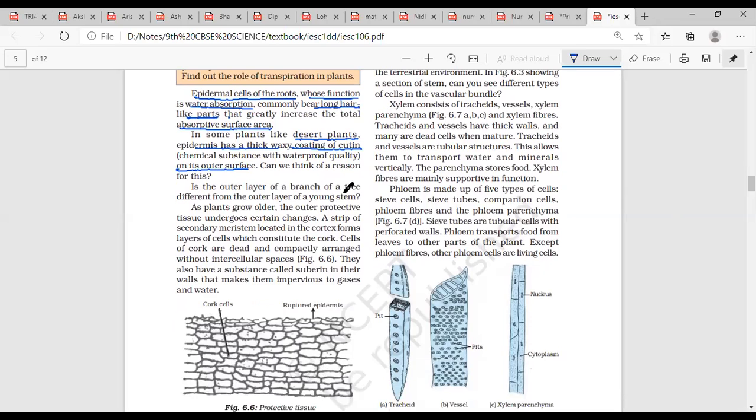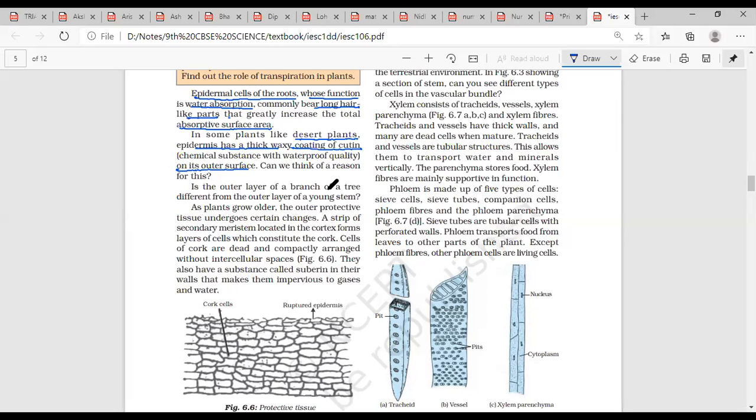Is the outer layer of the branch of a tree different from the outer layer of a young stem? What is the difference between these two? Outer layer of a branch of a tree, what is the color? Brown, brownish color. And what about the young stem? Green. So what is the main difference between those two? Color. Ma'am, the epidermis cells are dead cells. I think that's why they're brown.